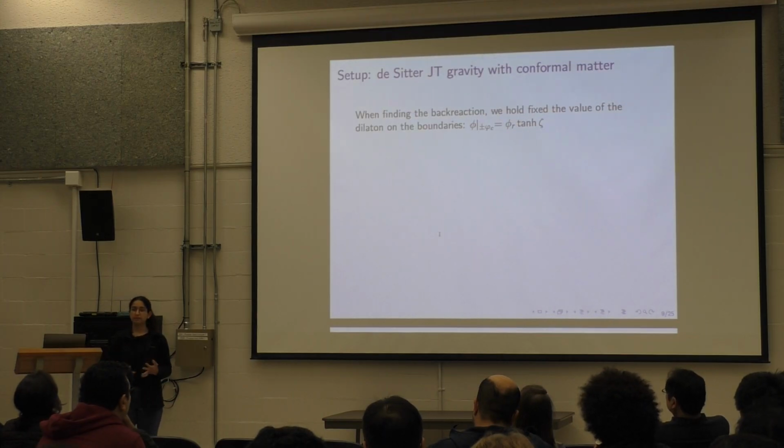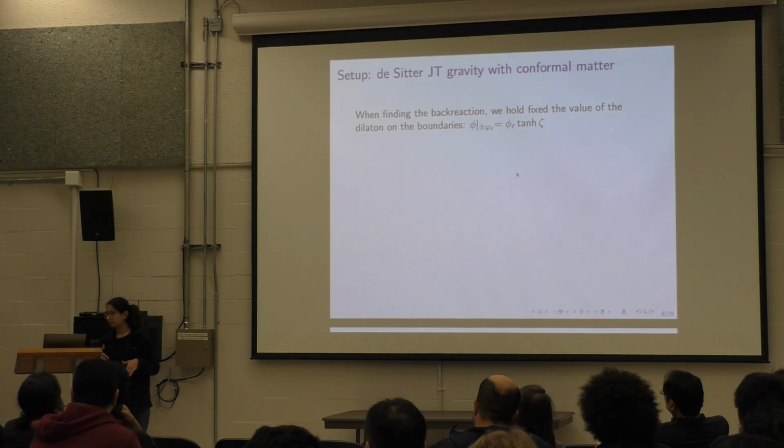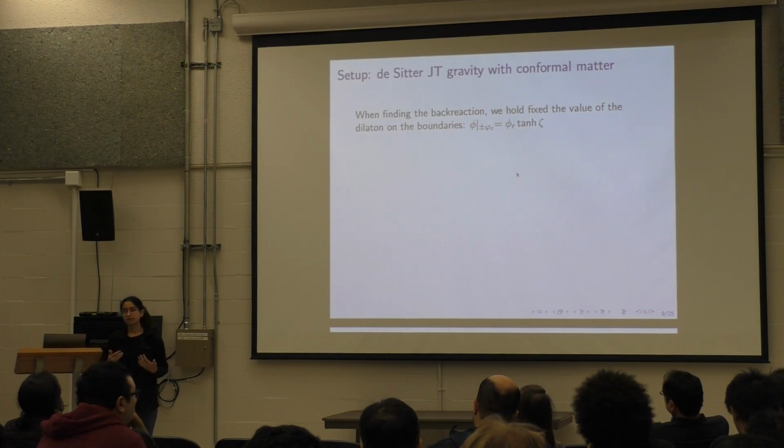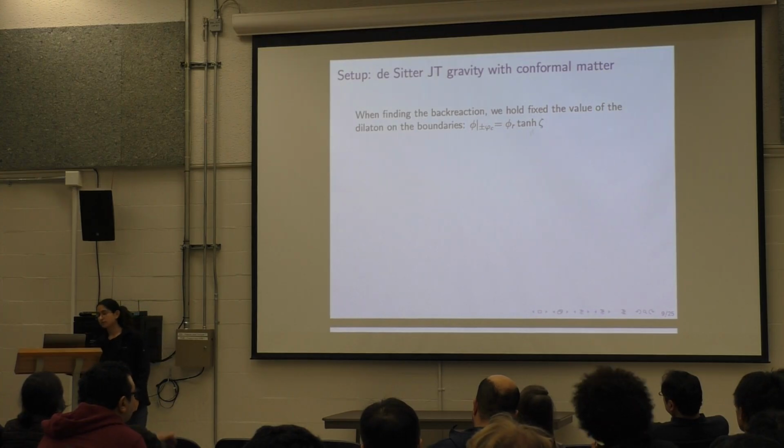Okay, so back to the setup. In this problem, we want to compute some kind of back reaction of this Casimir energy. And when doing that, we fix the value of the dilaton on the boundaries. So we are fixing the proper size of the cylinder. So that's related to fixing the value of the dilaton on the boundaries. And we fix it to the following value.